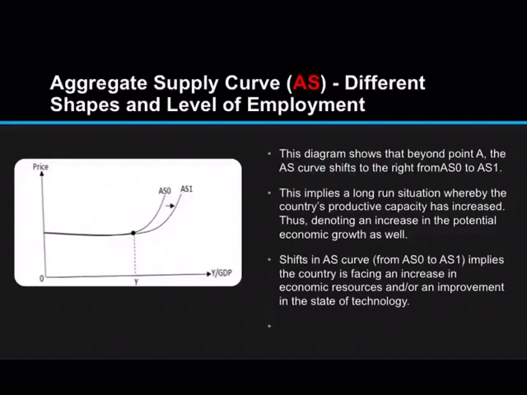Actual economic growth will take place when the AS is perfectly elastic. That means the AS will not shift, only the AD will shift. Whereas if the AS shifts, it shows the potential economic growth.